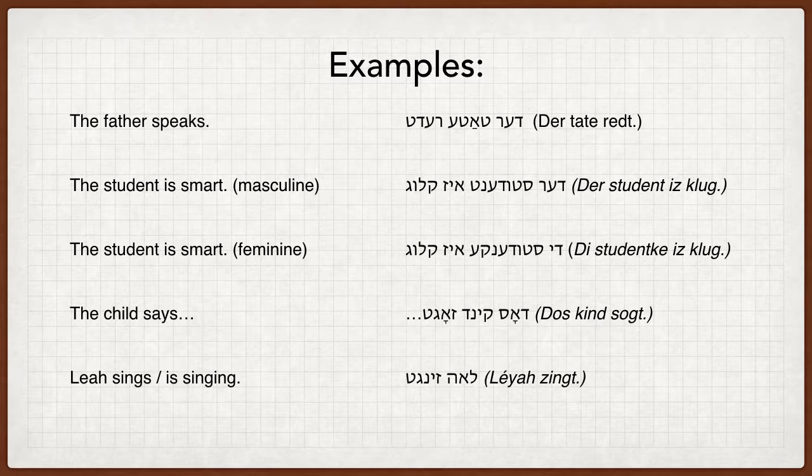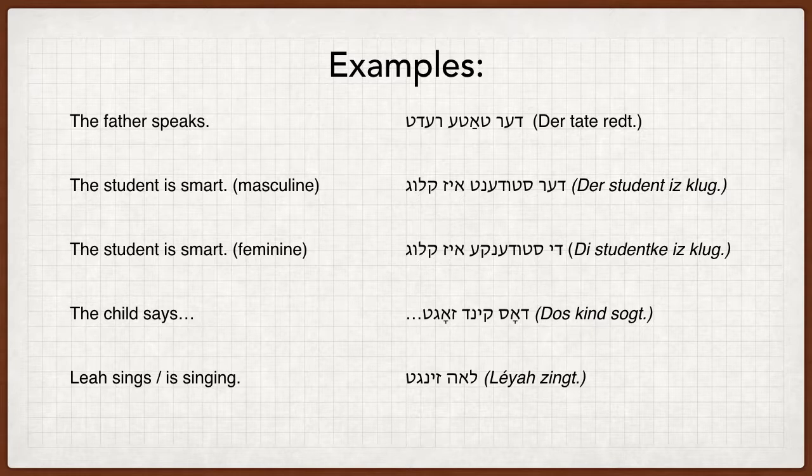The father speaks. Der Tate redt. The father is in nominative because he is the one executing the action of speaking. The student is smart, a male student. Der Student ist klug. He is in nominative because he is the one who is executing or doing or performing the action of being. Therefore, it is der. The same goes for the next sentence.